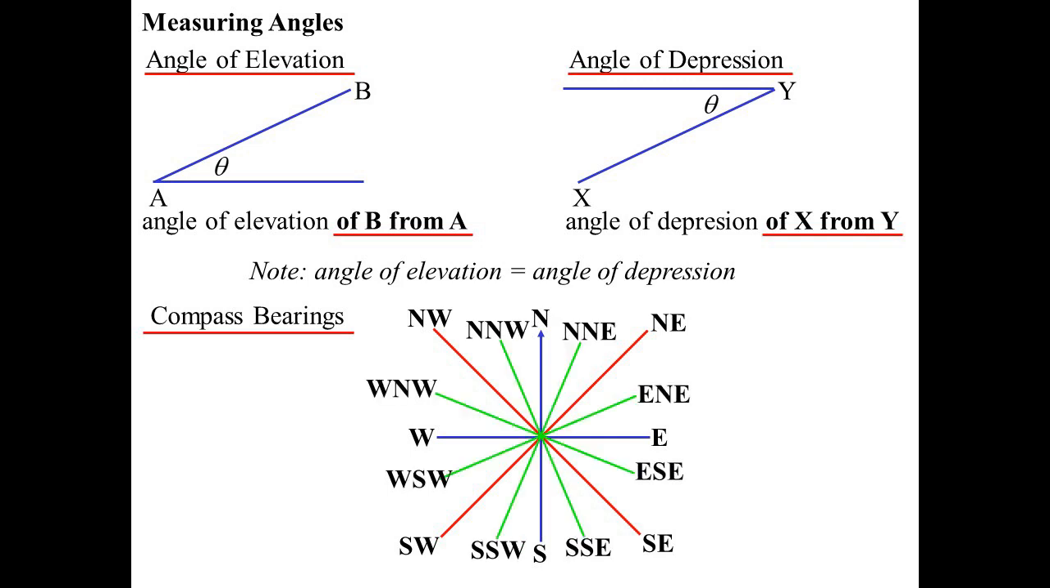To name them, you start with the higher level, if you like. So the top one, the higher level, would be north, and then we're going to the northeast, so it becomes north, northeast. The next one down, east is the highest level, but we're going towards the northeast, so it's east, northeast, and so on and so on.